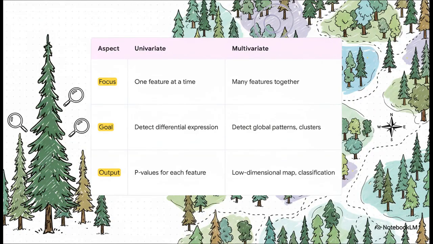So let's just break it down one last time with this table. It really nails the difference. The focus? One at a time versus many altogether. The goal? Finding individual differences versus finding big global patterns. And the output? A long list of p-values versus a visual map or a classification model. See? They're two fundamentally different approaches, designed for two different kinds of questions.